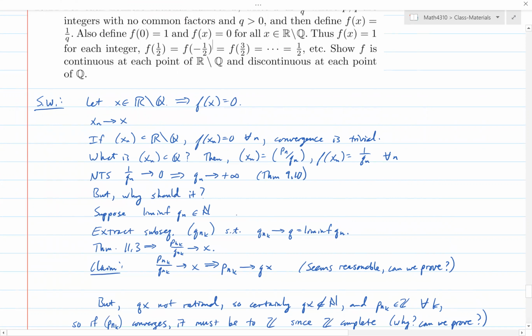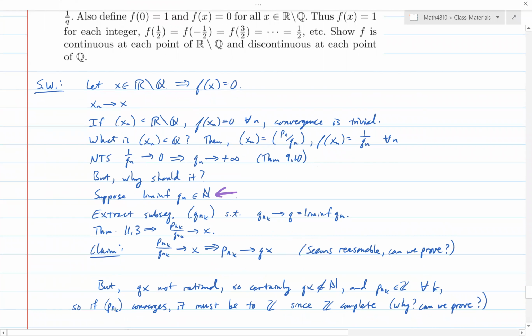So I'm saying, well, imagine that the lim_inf was actually a finite number. Because if the lim_inf was positive infinity, then I would have what I need. So what I'm going to try to show is that I get a contradiction.